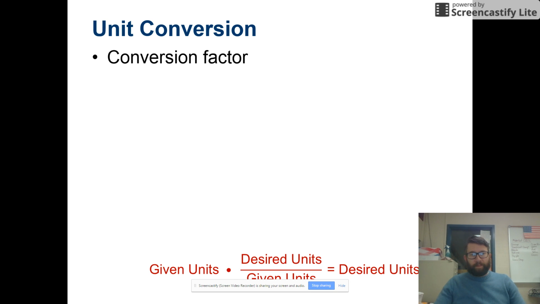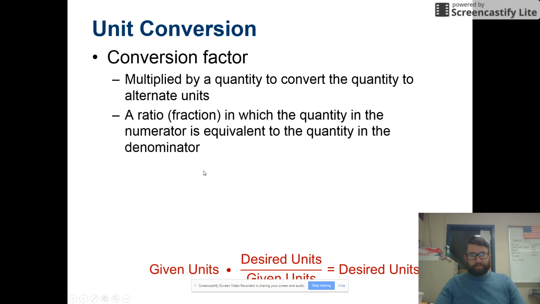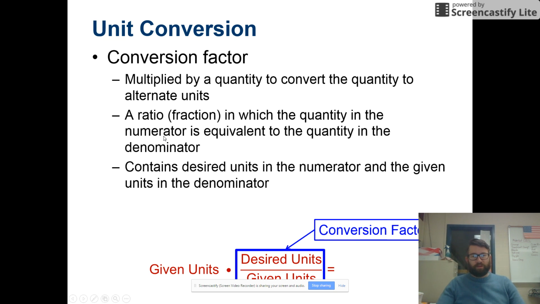So, conversion factors. Multiply by quantity to convert the quantity to alternate units. So, for example, if you have 5 feet and you want to convert that to yards, well, 3 feet equals a yard, so you would use that as your conversion factor. It's a ratio fraction in which the quantity in the numerator is equivalent to the quantity in the denominator. So 3 feet over 1 yard would be an equivalent quantity. So we'll get to a few examples here in just a minute.